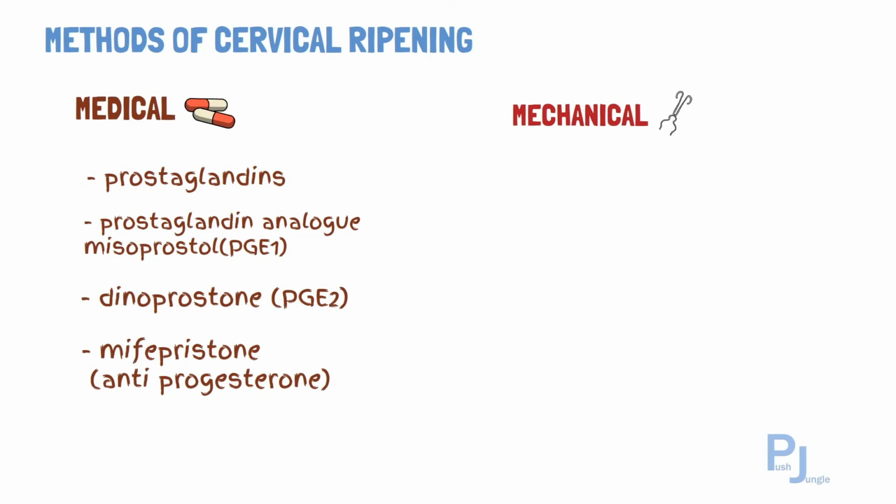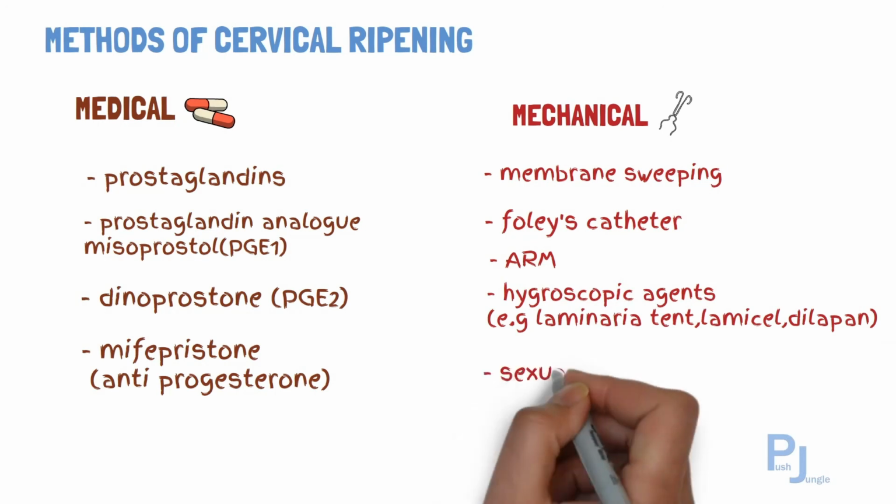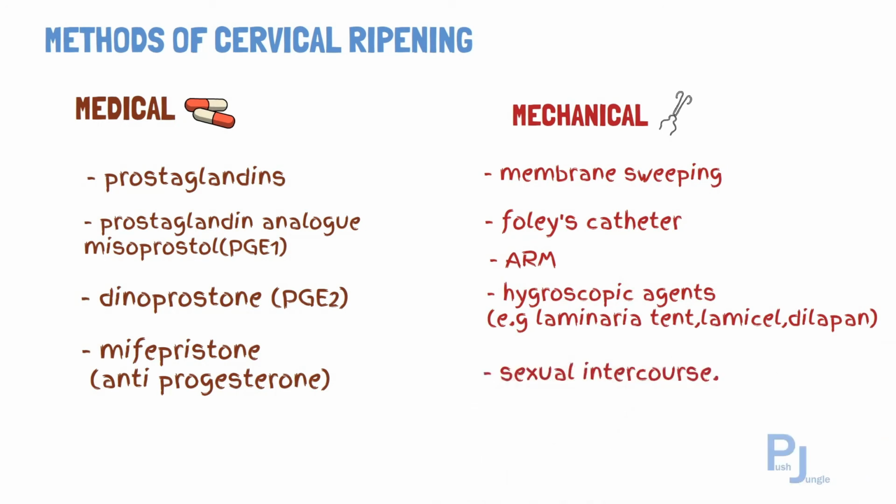So the mechanical method of cervical ripening includes membrane sweeping. We can also insert a Foley's catheter. We can do artificial rupture of membrane using some instrument like an amnio hook or Kocher's forceps. We can also give hygroscopic agents like laminaria tent, like Lamicel and Dilapan. Also, there are other methods like sexual intercourse and breast stimulation.